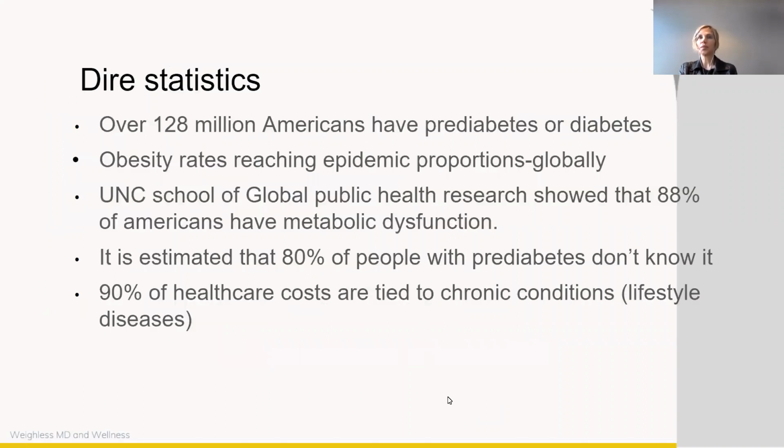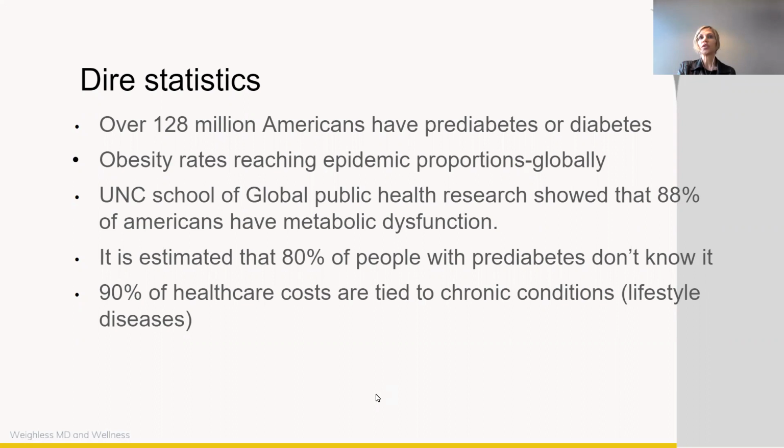So I don't think this is going to surprise anybody. We really do live in a state of chronic illness. Over 128 million Americans have prediabetes or diabetes. Obesity rates are reaching epidemic proportions globally. So this is no longer just in the US, this is everywhere in the world.